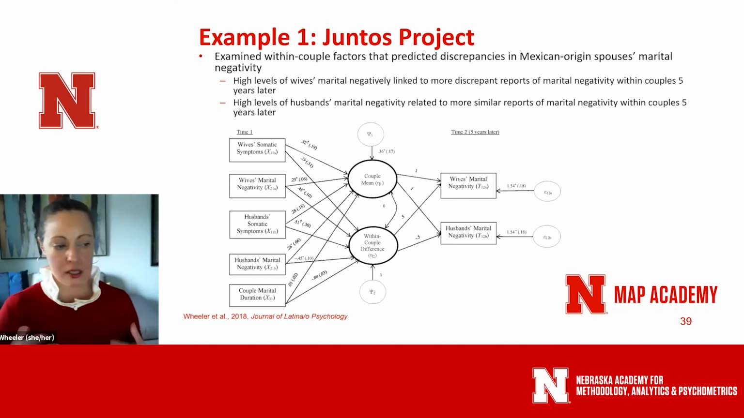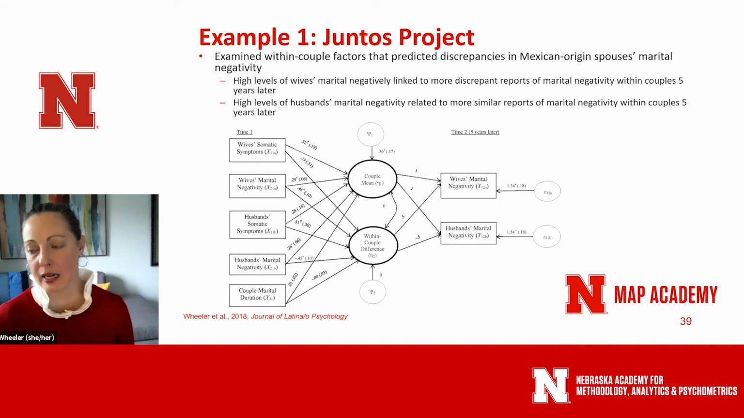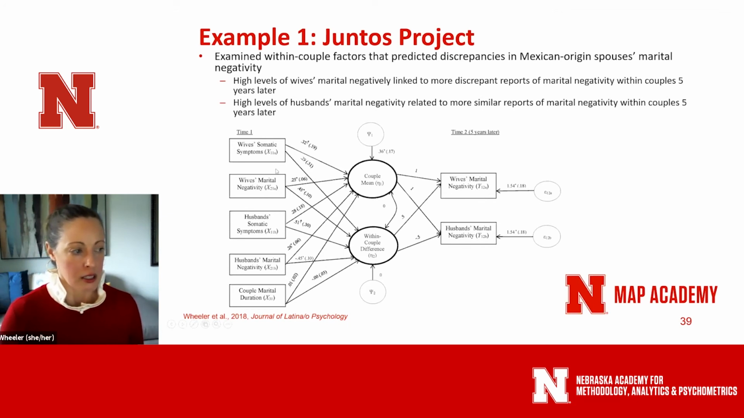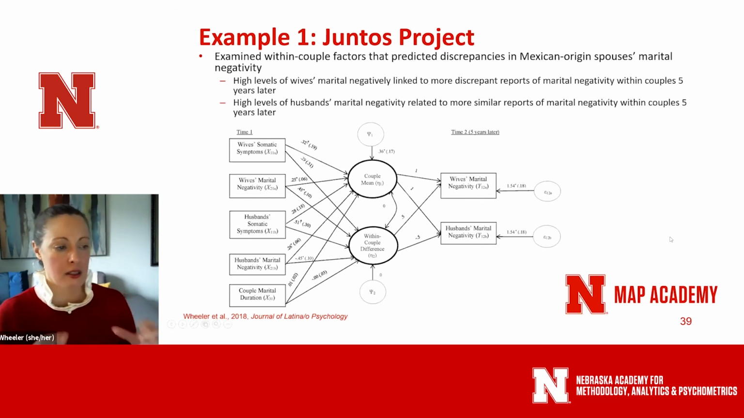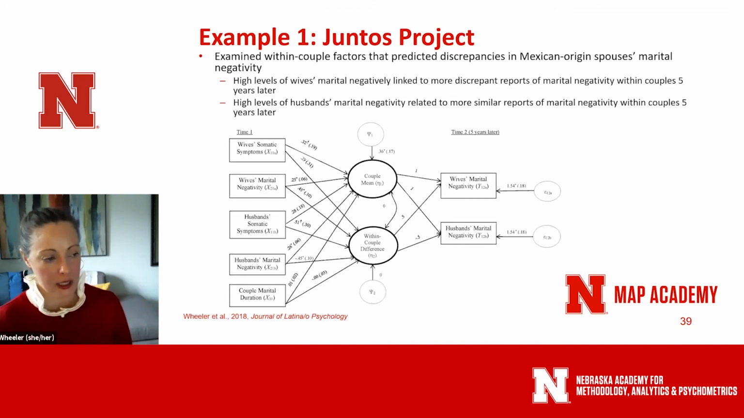Okay, to give you a concrete example of how we might answer a question using this difference score model: using data from the Juntos project, my colleagues and I examined within-couple factors that predicted discrepancies in Mexican-origin spouses' marital negativity. We found that high levels of wives' marital negativity linked to more discrepant reports of marital negativity within couples 5 years later. We also found that high levels of husbands' marital negativity related to more similar reports of marital negativity within couples 5 years later. This example is a little more complex than the simpler version, but it's getting at those constructs I talked about. It estimated the couple mean and then the within-couple difference.